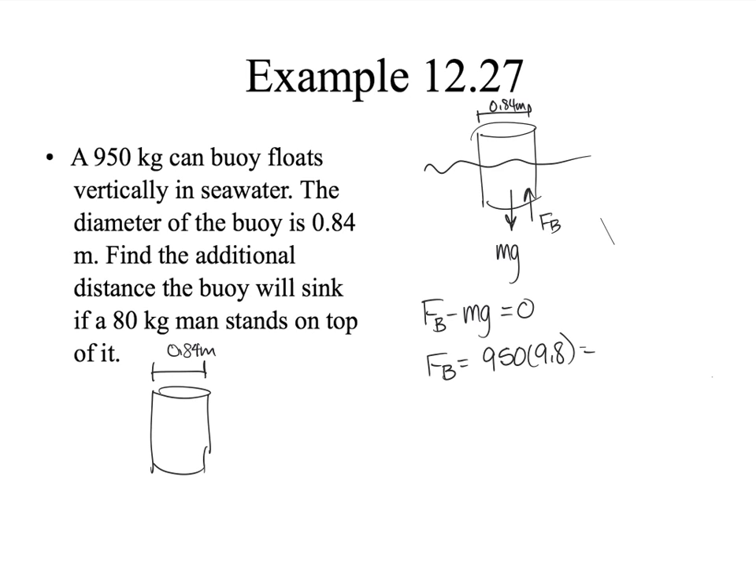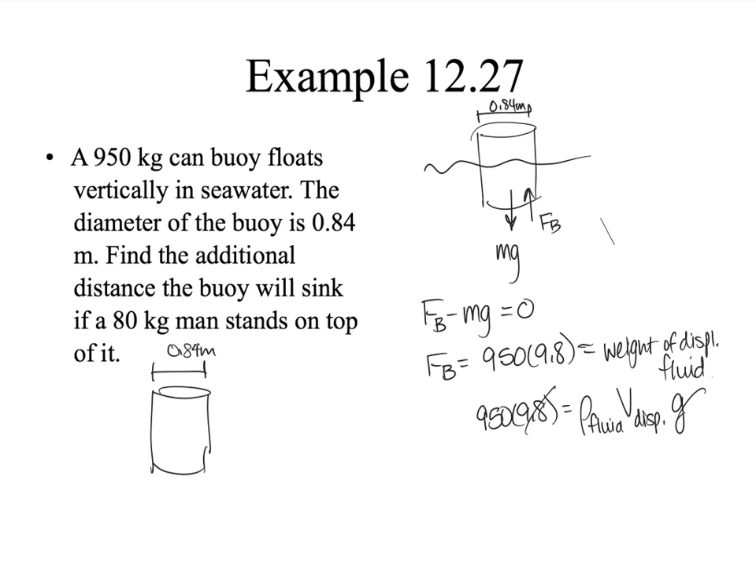But this is also equal to the weight of the displaced fluid, which means this is the density of the fluid, the volume that's displaced, and g. Notice g's on both sides. I'm going to get rid of it. So I'm going to find the volume that's displaced is going to be 950 kilograms divided by rho.